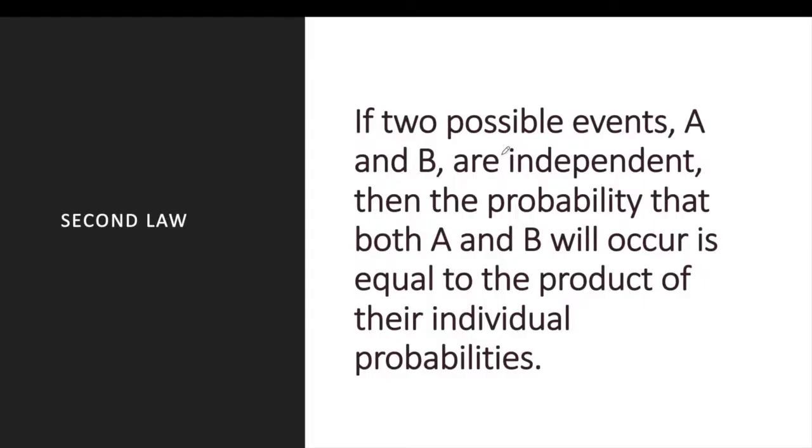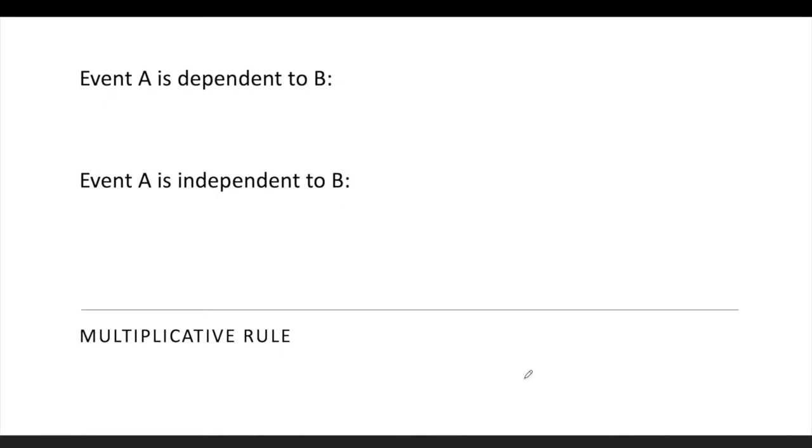Let's proceed with the second law. The second law mentions that if two possible events, A and B, are independent, then the probability that both A and B will occur is equal to the product of their individual probabilities.